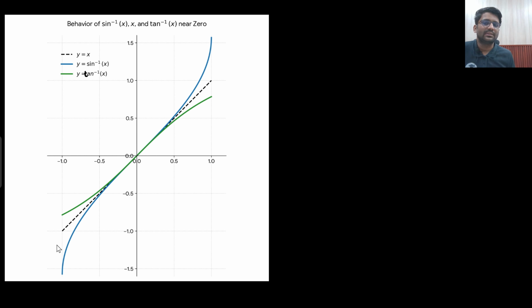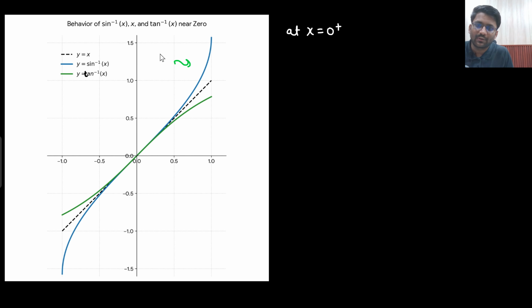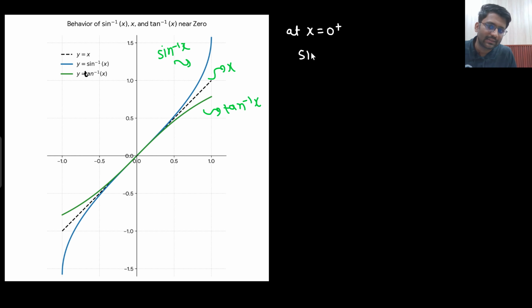Now we will understand about sin inverse x and tan inverse x. So here you can see at x equals 0 plus, you can sense one thing. This is the graph of sin inverse x, this is the graph of x, and this is the graph of tan inverse x, right? You can see very easily that sin inverse x is greater than x and it is greater than tan inverse x, and x is positive as well. Since x is positive, I can divide by x.